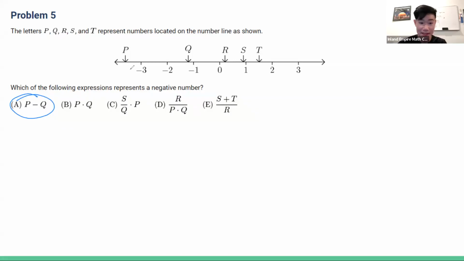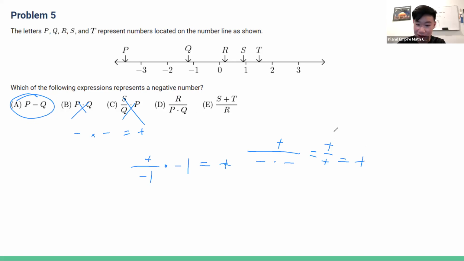P times Q. P is a negative number, and so is Q. What happens when you multiply a negative number by another negative number? Well, you get a positive number, right? So this one's not it. What about this one? S divided by Q. S is a positive number. You divide it by a negative number, and then you multiply it by another negative number. So we have a negative and a negative, which creates a positive. Positive times positive is positive. So this is not right. Same with this one. We're going to end up with 1 positive, and on the bottom, 2 negatives. And then that becomes positive divided by a positive number. That'll give you another positive number.